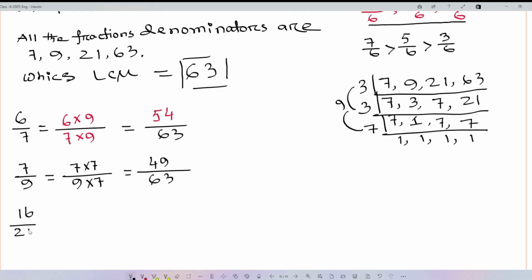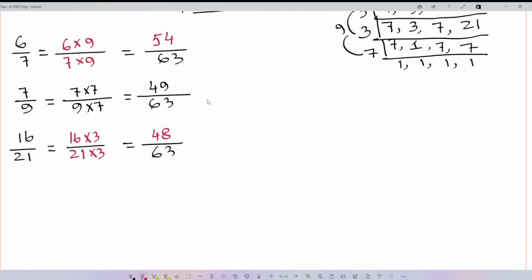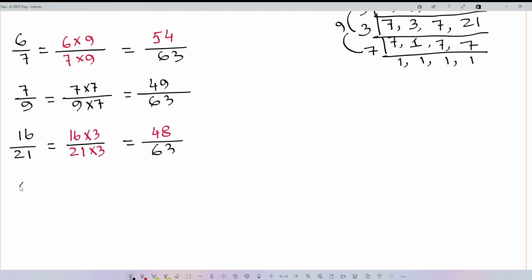Next, 16 divided by 21. Obviously here is 63, and 21 times 3, and here 16 times 3. So 16 times 3 is 48 and 21 times 3 is 63. And finally here is 50 by 63. 50 divided by 63, and here 63. So 63 times 1 is 63 and 50 times 1 is 50.